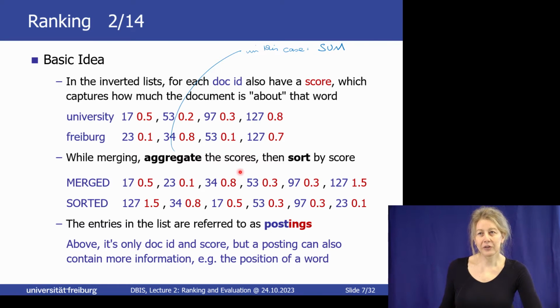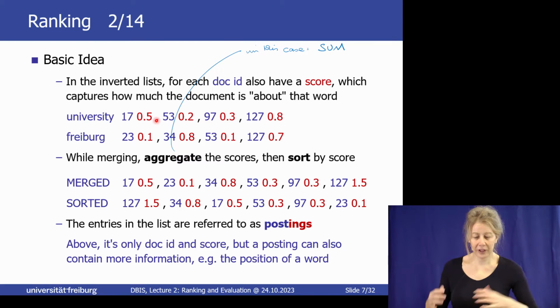Any questions about this? That's the basic stuff we are dealing with today. We have these inverted lists, document IDs, and now also scores. Now let's see.